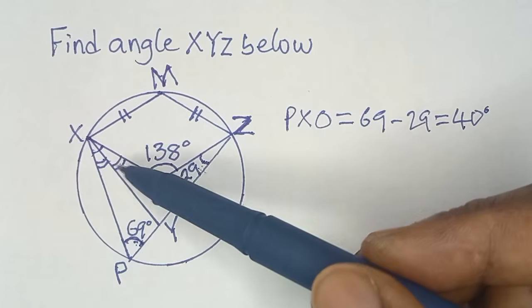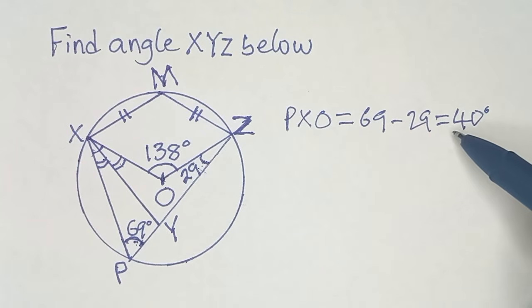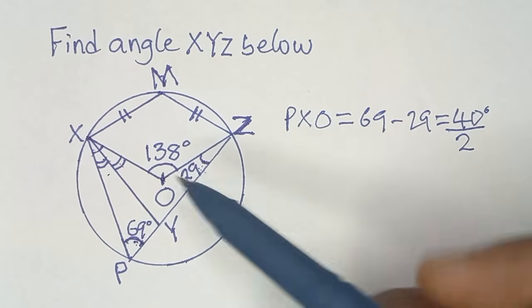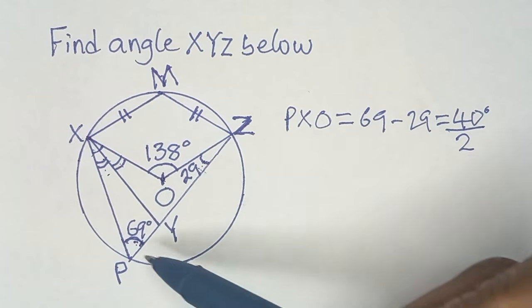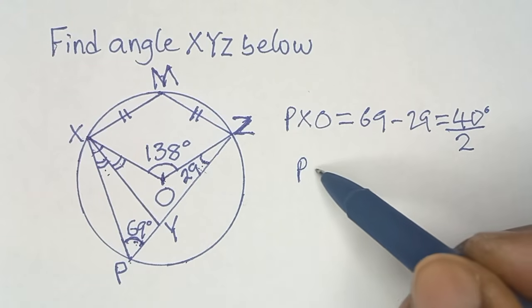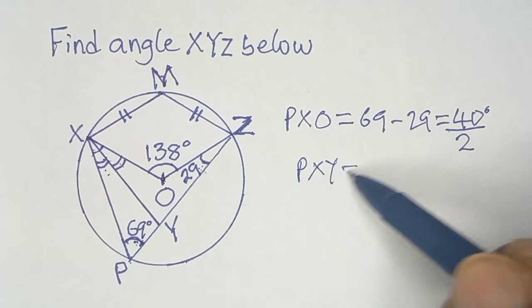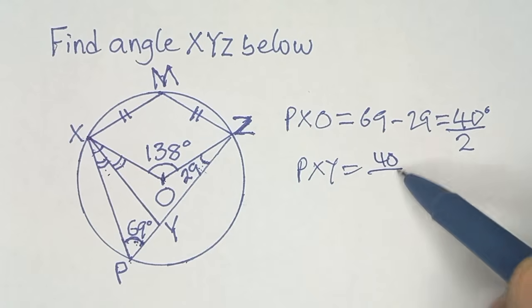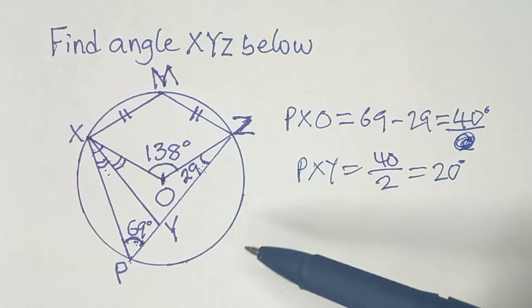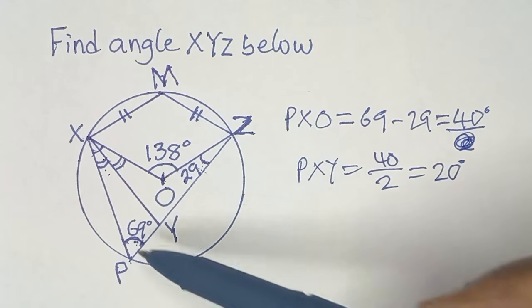So the two angles are equal. So each of them will be equal to 40 divided by 2 in order to get each of them, since they are equal. And that will give you this one that we really need, PXY. That will give us PXY as 40 over 2, which will give you 20 degrees. So PXY is 20 degrees.